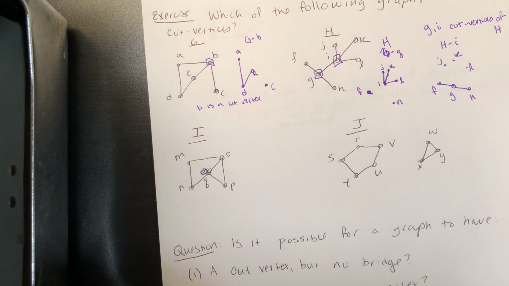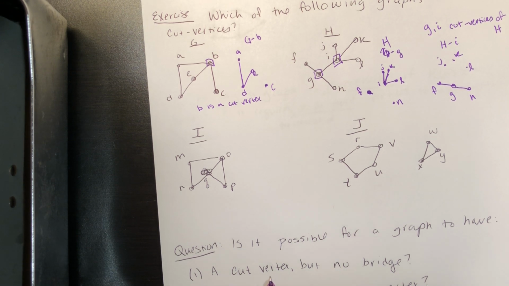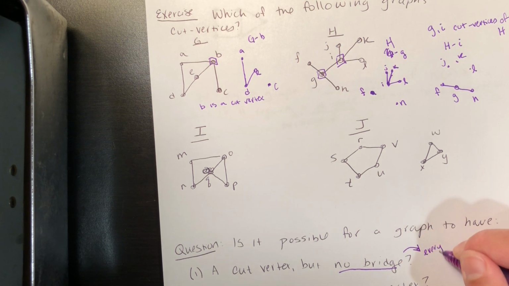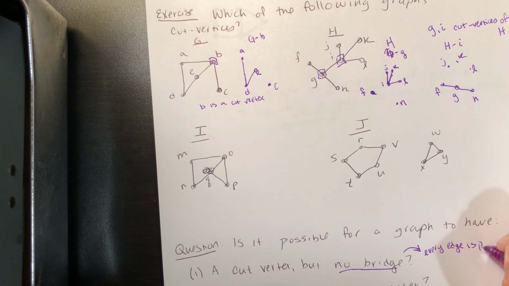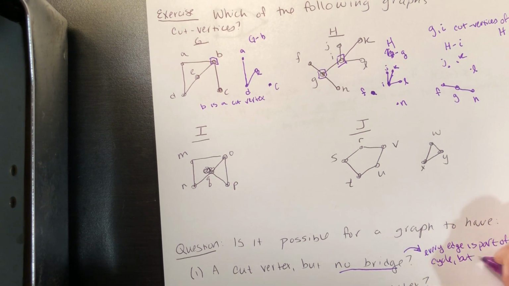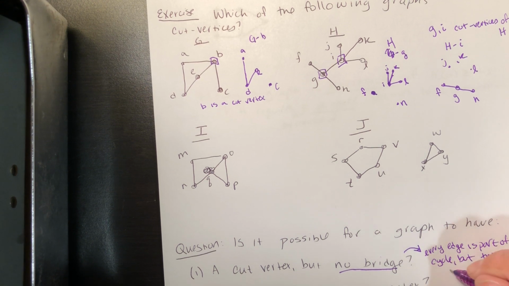So again, I don't want to give away too much here, but you should think about whether or not this is possible. And one thing to remember here is if you wanted to try to construct a graph that had a cut vertex but had no bridge, such a graph would have to have the property that every edge is part of a cycle, but there is some vertex you could delete to disconnect the graph.